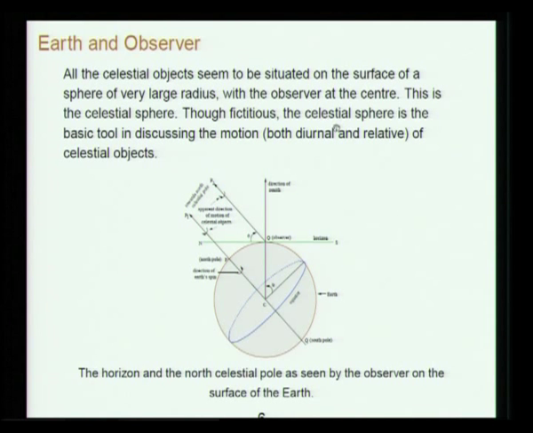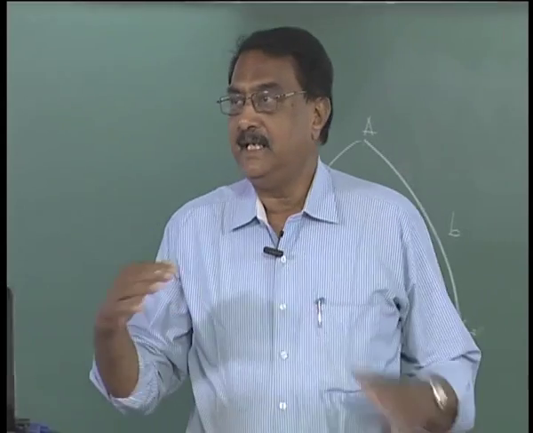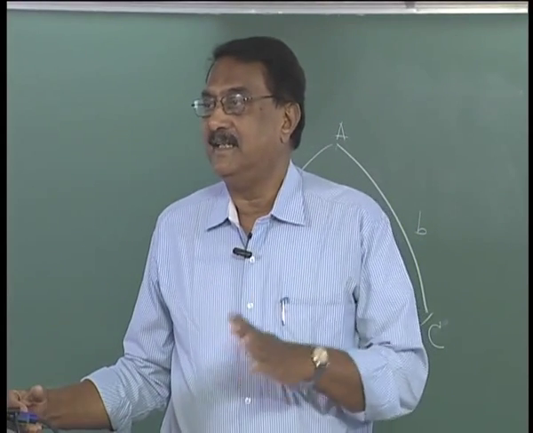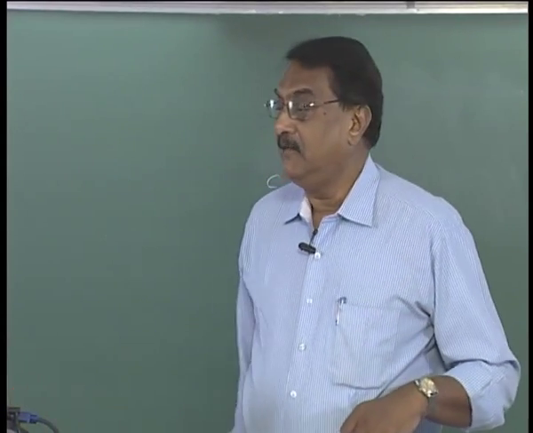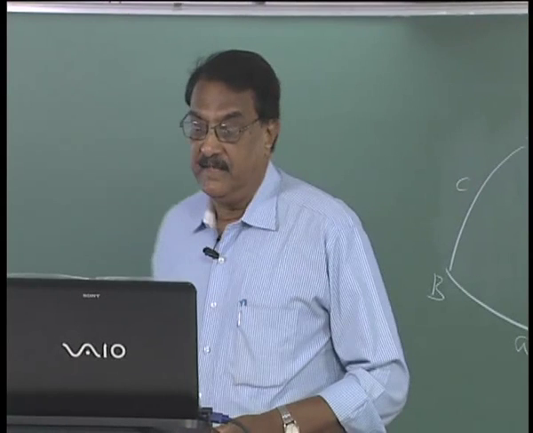So, though fictitious, the celestial sphere is the basic tool in discussing the motion, both diurnal and relative, of celestial objects. What is diurnal? The daily motion of each of these objects. And what is relative? Relative motion among them, that is, the sun, moon, etcetera move in the background of stars. So, that relative motion is also very important.